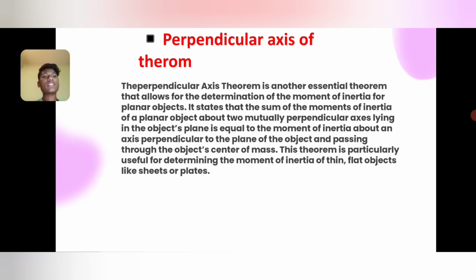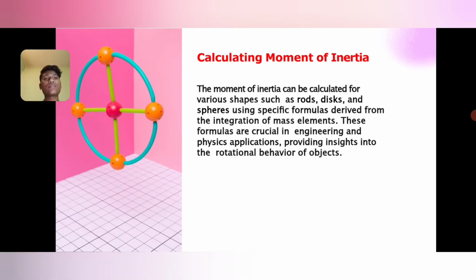Perpendicular axis theorem. The perpendicular axis theorem is another essential theorem that allows for the determination of the moment of inertia for planar objects. It states that the sum of the moments of inertia of a planar object about two mutually perpendicular axes lying in the object's plane is equal to the moment of inertia about an axis perpendicular to the plane of the object and passing through the object's center of mass. This theorem is particularly useful for determining the moment of inertia of thin, flat objects like sheets or plates.